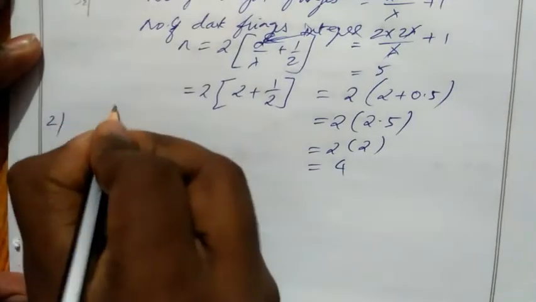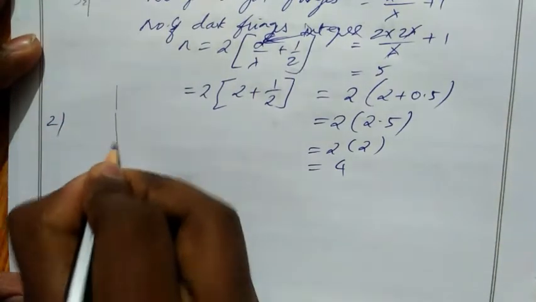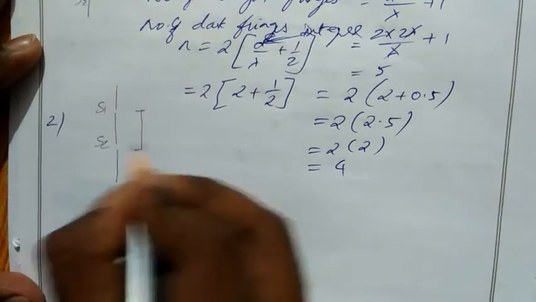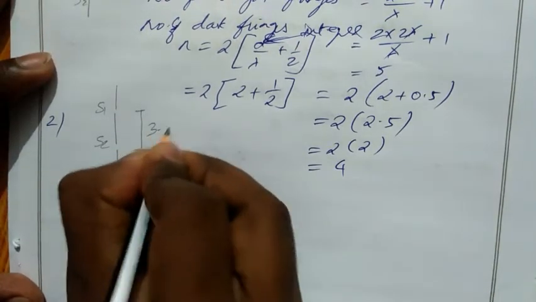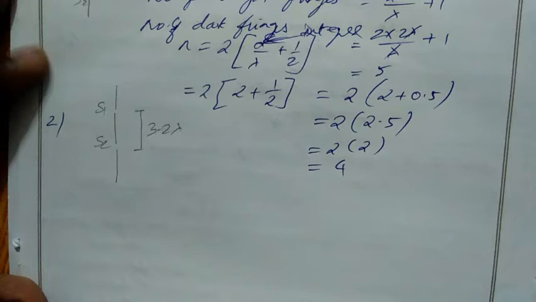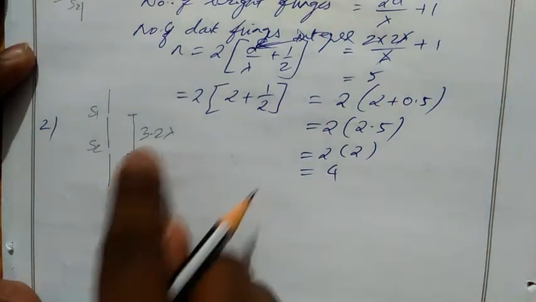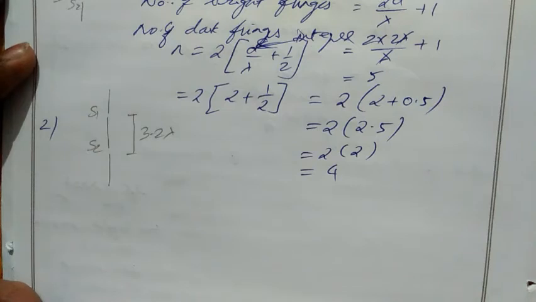The next problem will be your homework. The distance between two slits is given as 3.2 lambda. We have to find the total number of bright fringes and dark fringes. So the d value is given as 3.2 lambda. Same procedure, same formula, find the answer. You have to keep in mind the inside value should be an integer. Clear? Thank you.